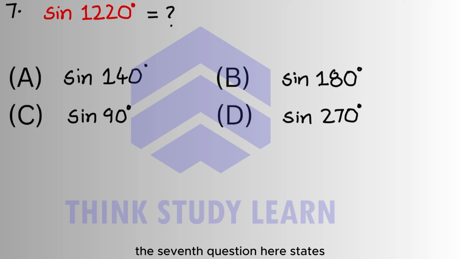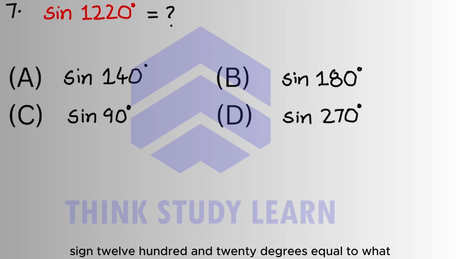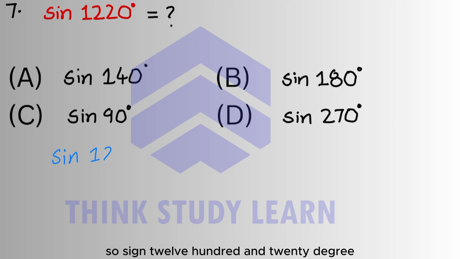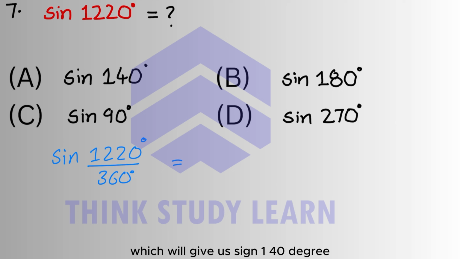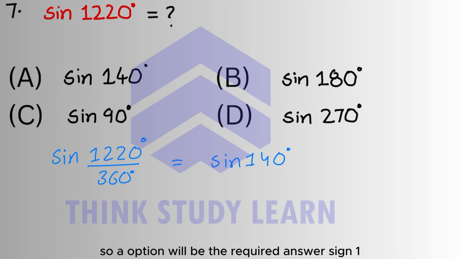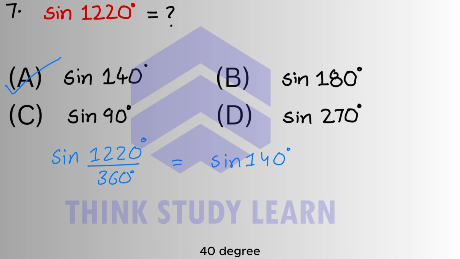The seventh question here states: sine 1220 degree is equal to what? So to find out sine 1220 degree, we will divide it by 360 degree, which will give us sine 140 degree. So this is the remainder. So A option will be the required answer, sine 140 degree.